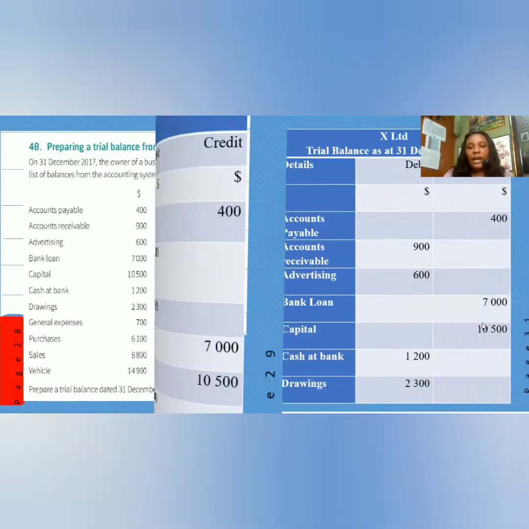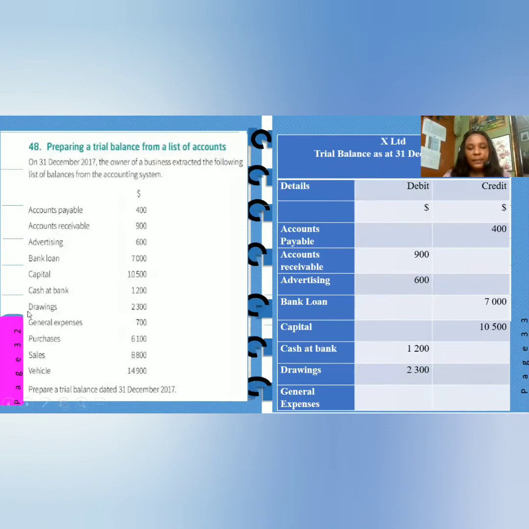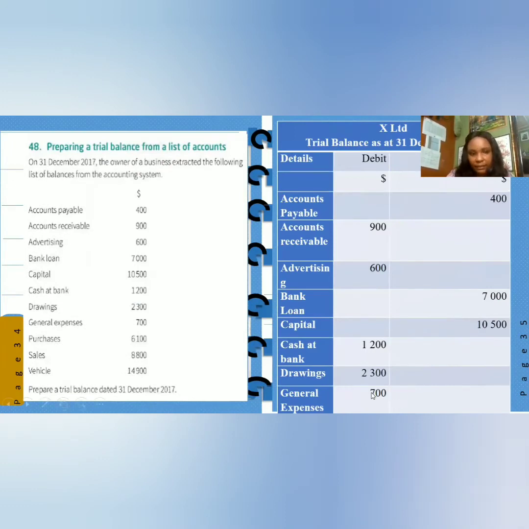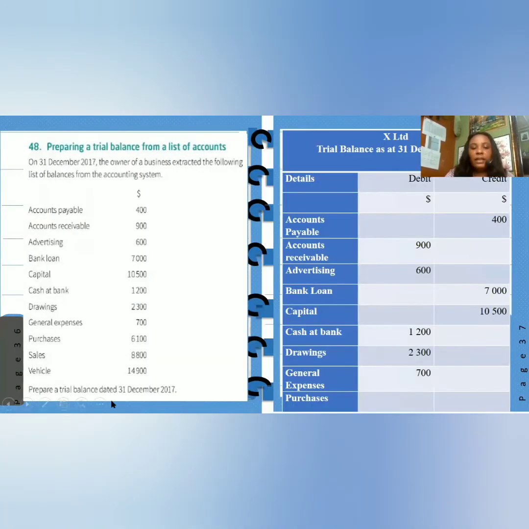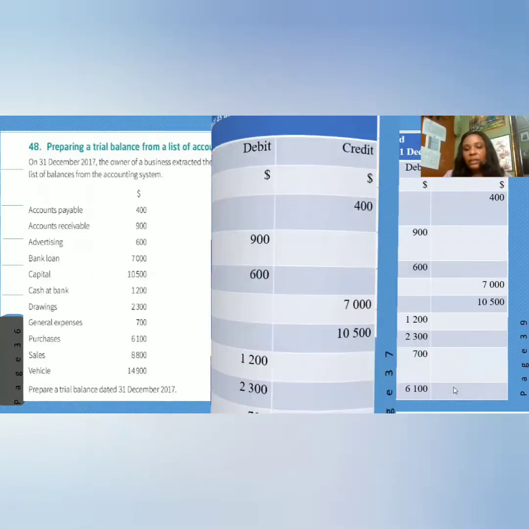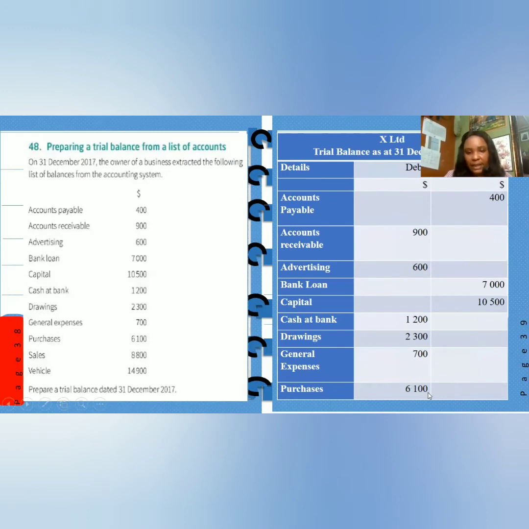All right, moving on. We have our general expenses here, and it says $700. So as we said earlier, your expenses carry debit balances, and so this $700 will be debited. All right, moving on. So we have purchases now, and these are items coming in, the stock of goods that you're going to sell. So these also will come under your debit side of the account because whatever stocks you're buying will be coming into your business. So your purchases would carry debit balances. It's 6,100, so we're going to put the 6,100 on the debit side.